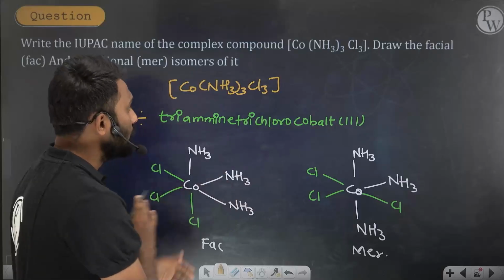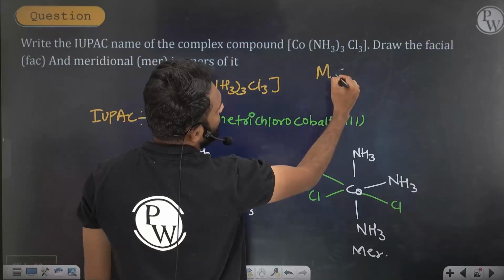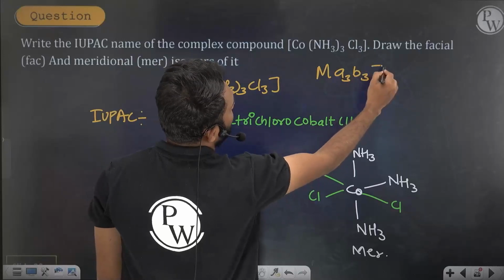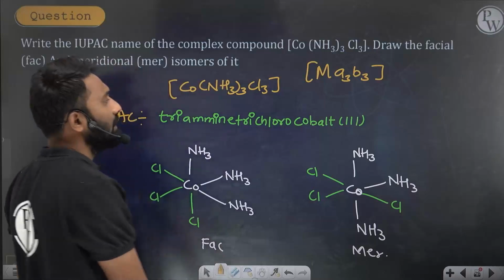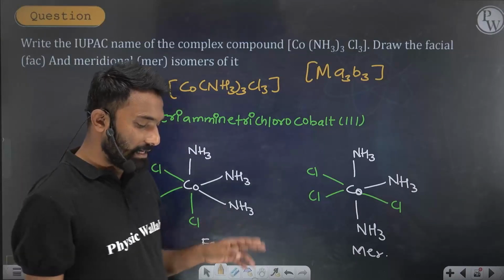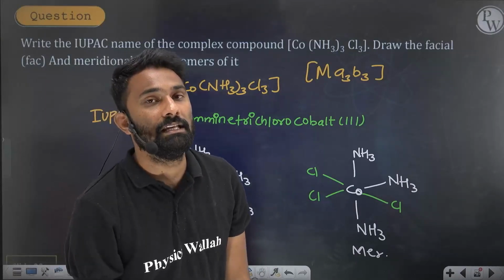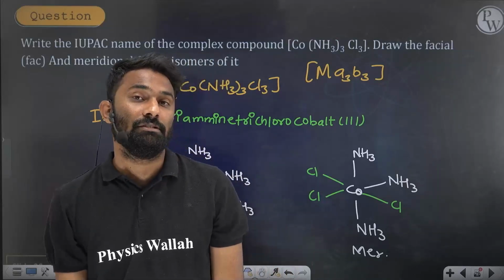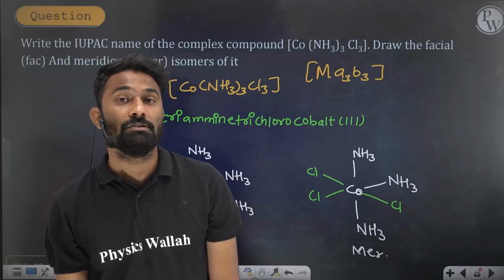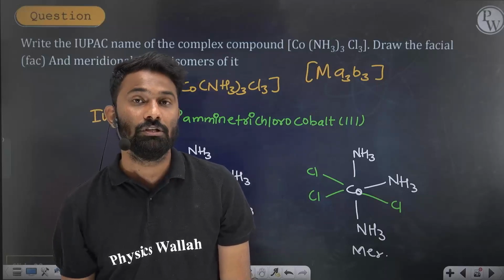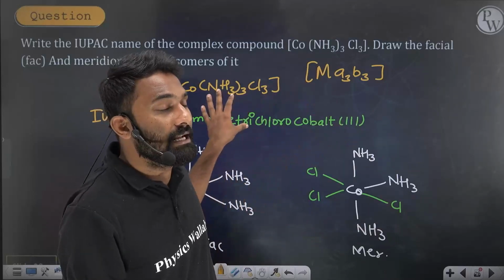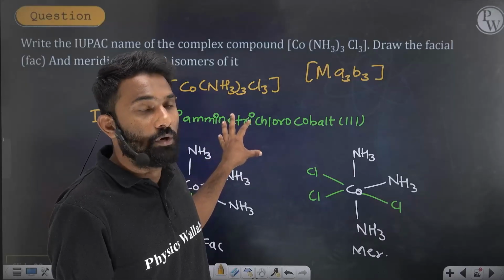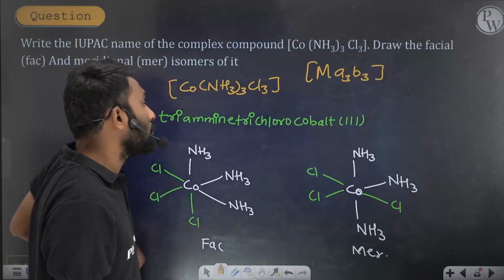But now it is in the form of A3B3 type. This A3B3 type will not show geometrical isomerism of the cis and trans kind. This is very, very important. They are repeatedly asking it in your boards. Okay? They will not show cis and trans.